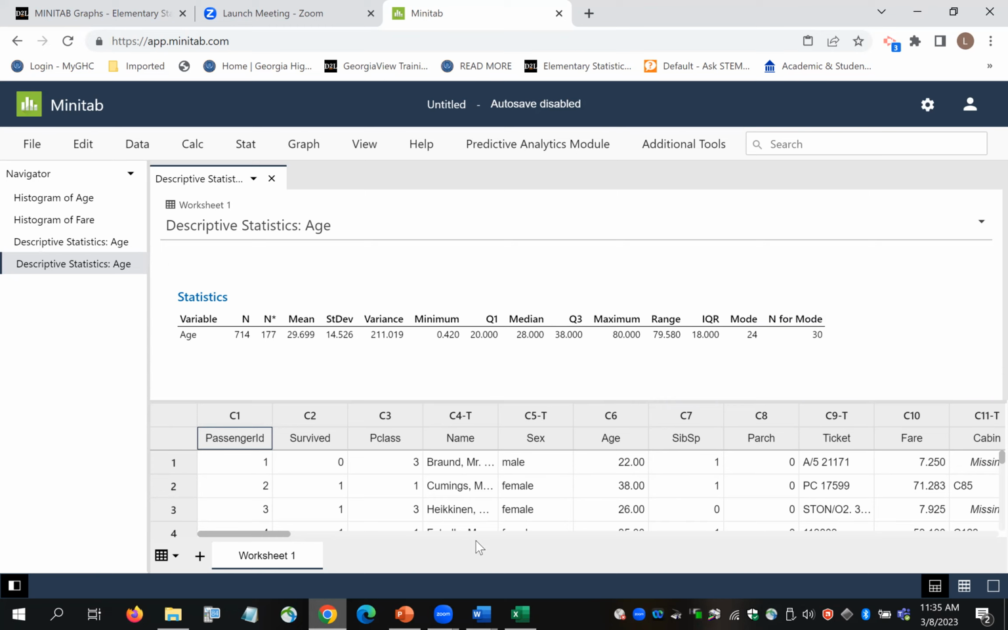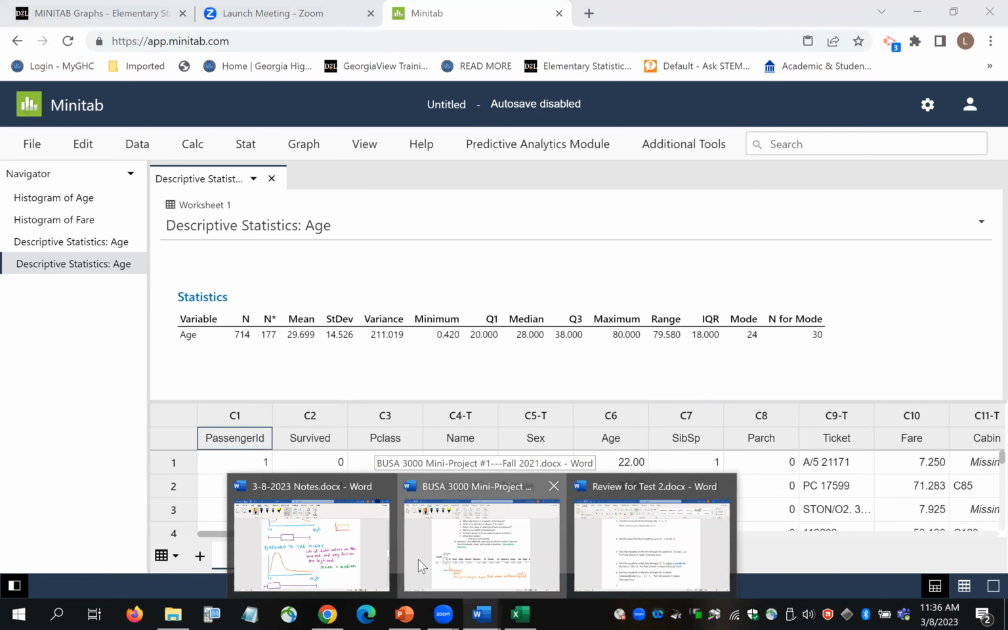Okay, sample size, ma'am? From the sample size, the N for the mode, that was from the... N for the mode is the sample size of the mode. Yeah, I was asking that. Yes, yes. Okay.